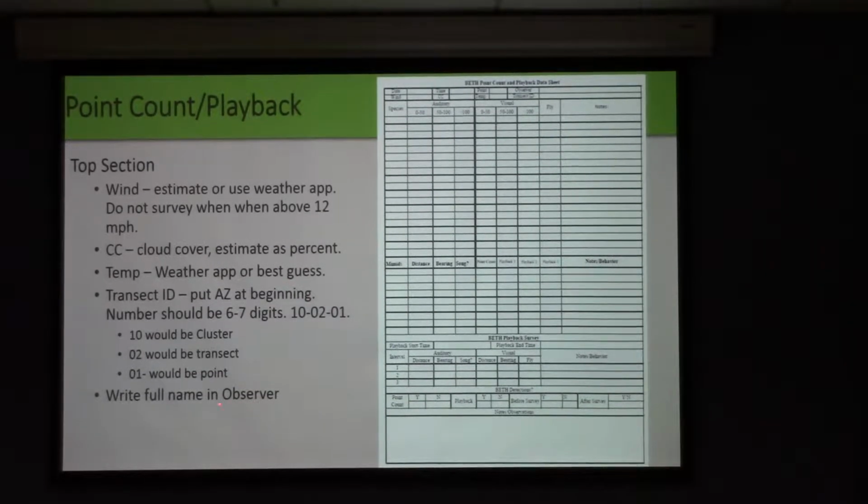And then for the observer, you can either write your full name or, for my crew and me, we used 3 letters of our name: our first initial, our middle initial, and our last name. Let's have these guys use their full names. Okay, full names is fine. Any questions about the top section? Pretty standard.